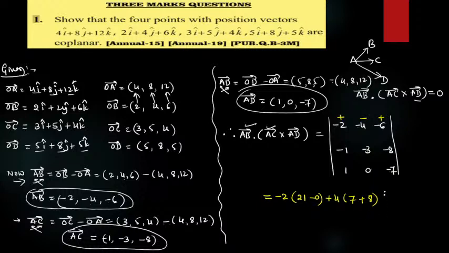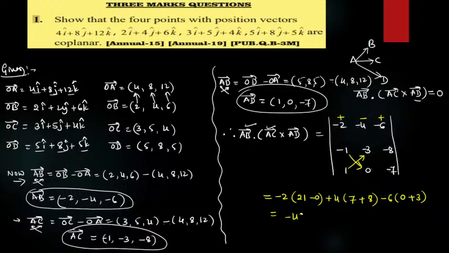Next, plus into minus, that will be -6. And again leave the third column and first row, multiply these two. So -1 into 0 is 0. Again minus sign, 1 into -3 is -3. Minus of this minus will be +3. So finally you will get -2 into 21, that is -42.